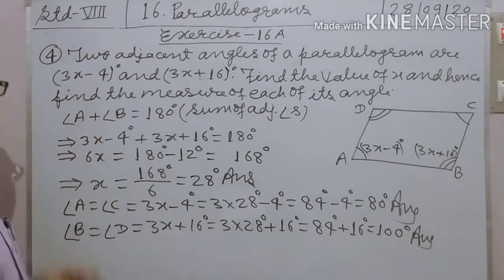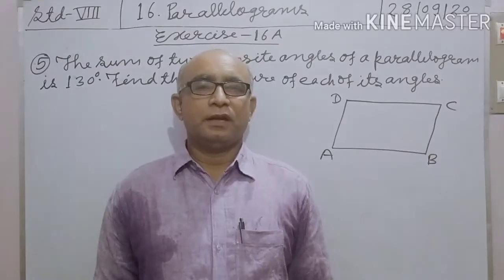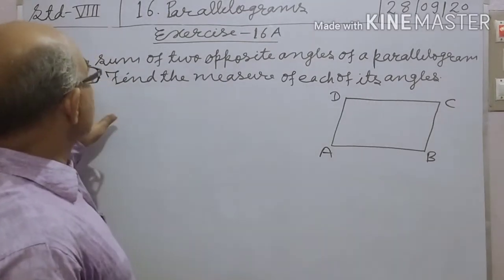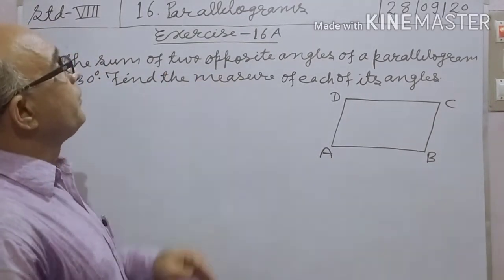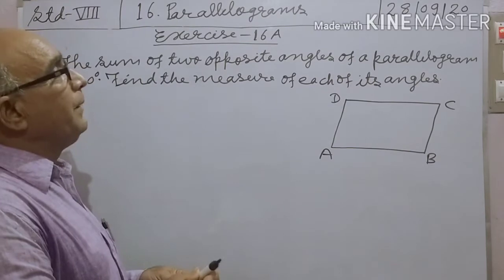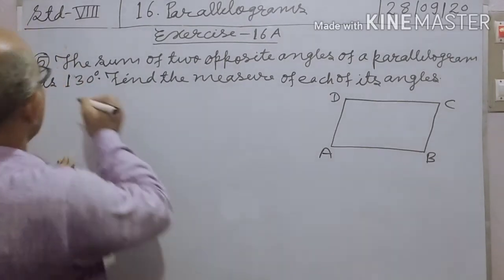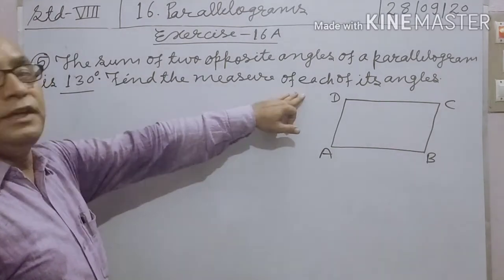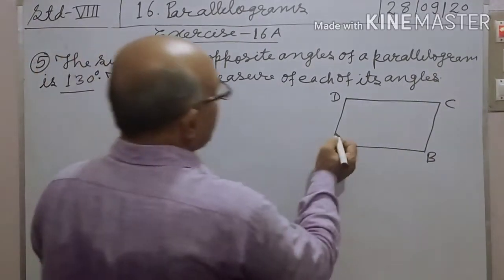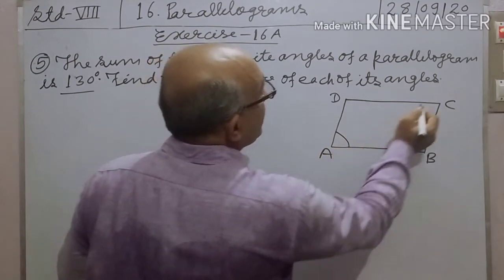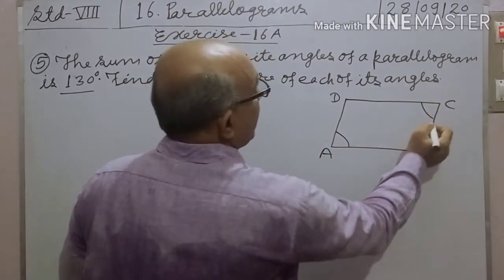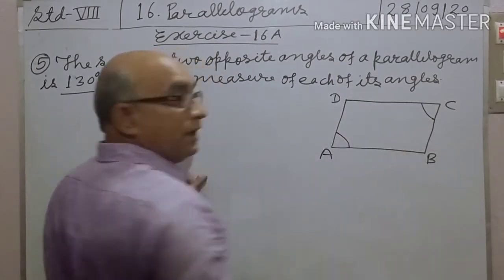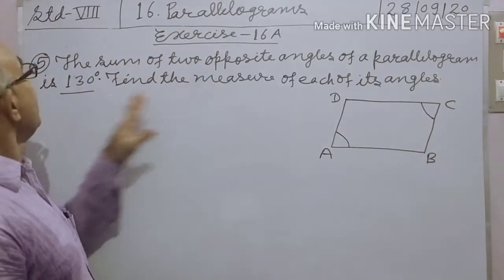Answer. Understand and write. Students, next question is question number 5. In this question, the sum of two opposite angles of a parallelogram is 130 degrees. Find the measure of each of its angles. Opposite angle is angle A equal to angle C. Here given is the sum of two opposite angles. That means angle A plus angle C equal to 130 degrees.